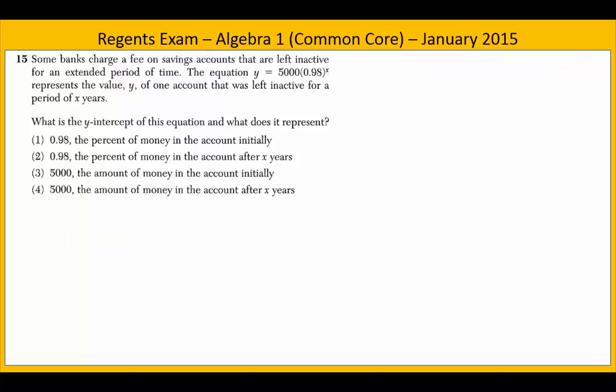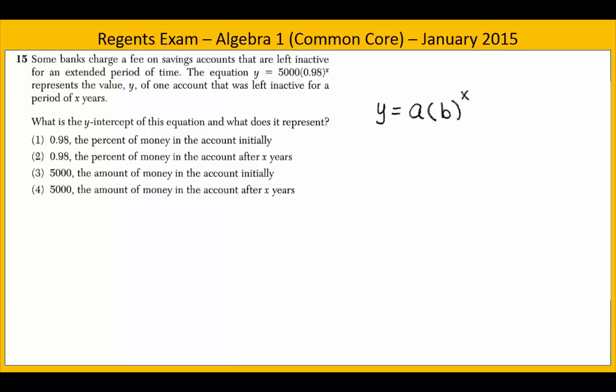Problem 15 tells us that some banks charge a fee on savings accounts that are left inactive for an extended period of time. That means if you have a savings account at a bank and you don't use it, you don't put money in, and you don't take money out, they might start charging you a fee. For a particular account, the bank uses the equation y equals 5,000 times 0.98 to the x. Y represents the value of the account, and x represents the number of years that the account has been inactive. We're asked, what is the y-intercept of this equation, and what does it represent?